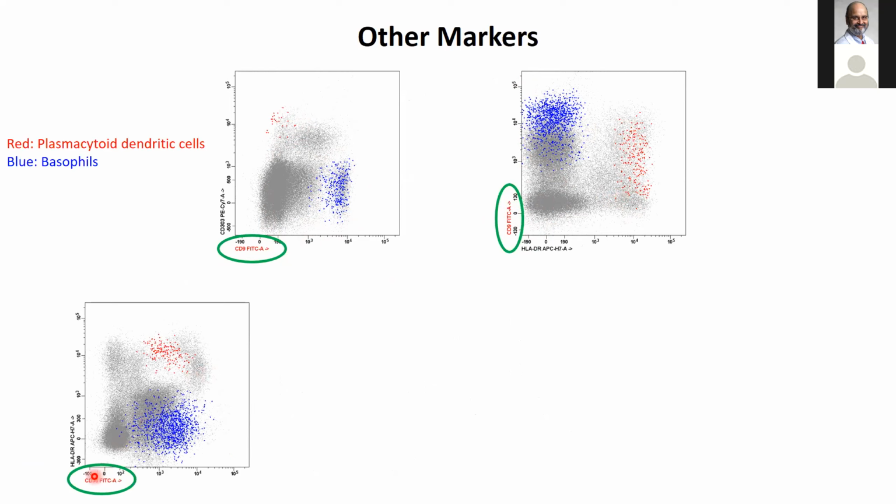As far as CD36 goes, you can see that your plasmacytoid dendritic cells are nicely positive for CD36. Now, basophils can be positive or negative for CD36. I've seen cases where they're completely negative and cases where they're nicely positive. I've seen cases where they're partial positive. And that's also mentioned in the literature.